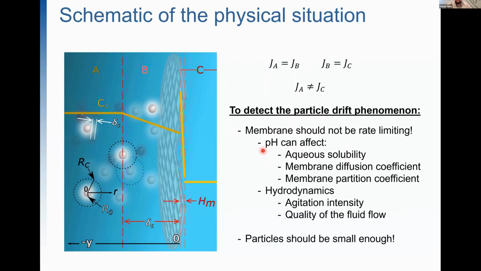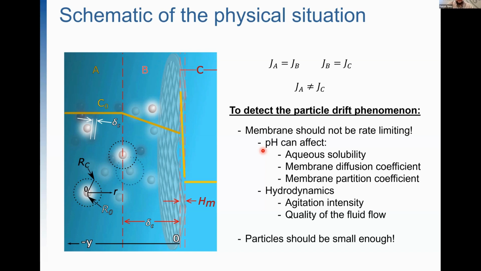Things that can affect this include, for example, the pH of your solution, which affects aqueous solubility, membrane diffusion coefficient, and partition coefficients. But as the concentration boundary layer is intrinsically linked to the hydrodynamic boundary layer, or the velocity boundary layer, the hydrodynamics of your in vitro or in vivo model will affect this quantity. And of course, particles need to be small enough for this particle drifting effect to actually activate.